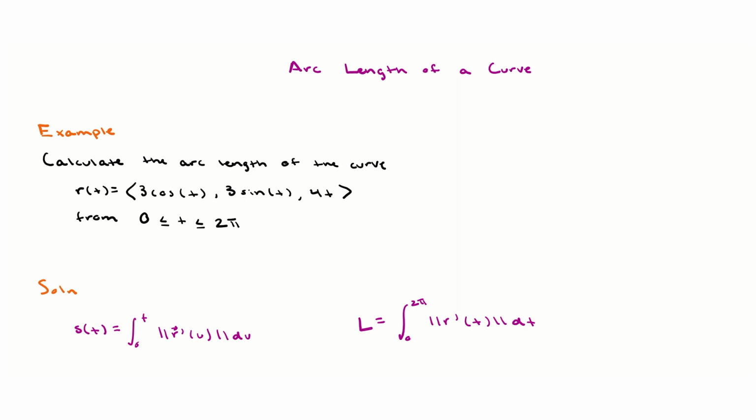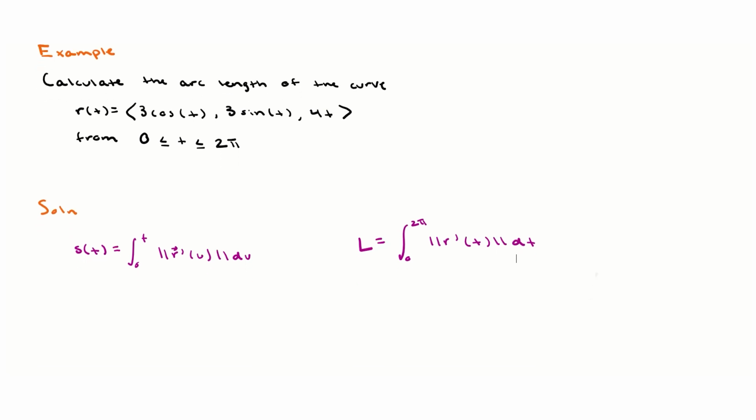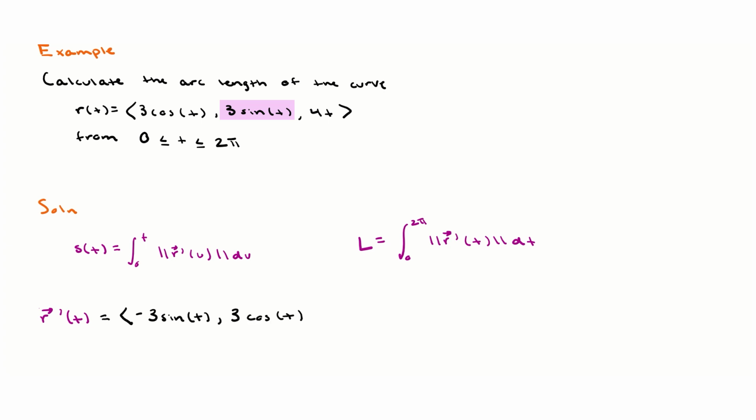When we take a look at this formula, we see that it makes the most sense to first start with finding the derivative of our curve. So let's start with finding the derivative of our curve. Now we see that the derivative of 3 times cosine of t equals negative 3 sine of t. The derivative of 3 sine of t equals 3 cosine of t. And the derivative of 4t equals 4.